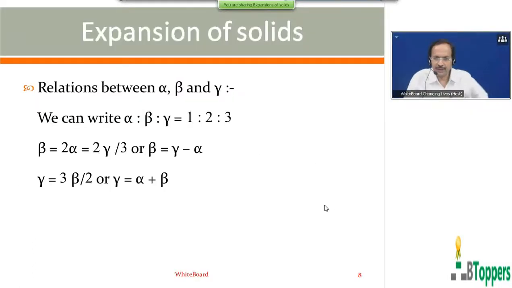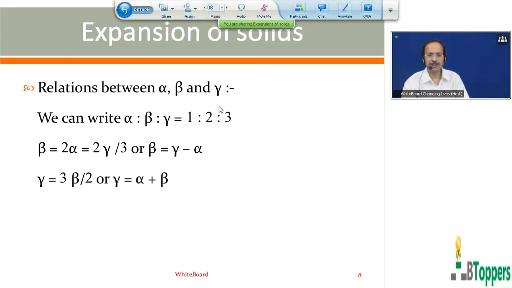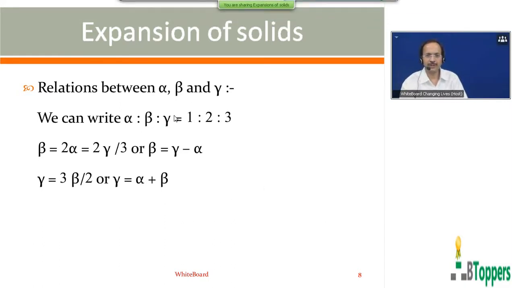So now I am going to show the conclusions of the discussion I have done and notes for whatever I have discussed in this class till now. Relations between alpha, beta and gamma. We can write alpha is to beta is to gamma is equal to 1 is to 2 is to 3.